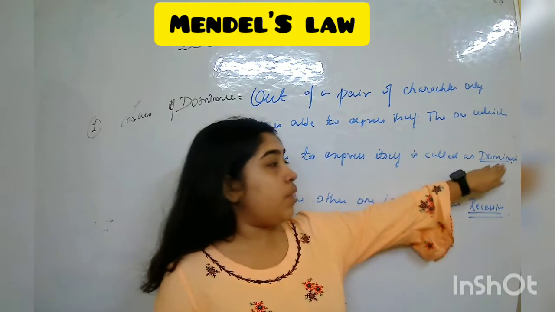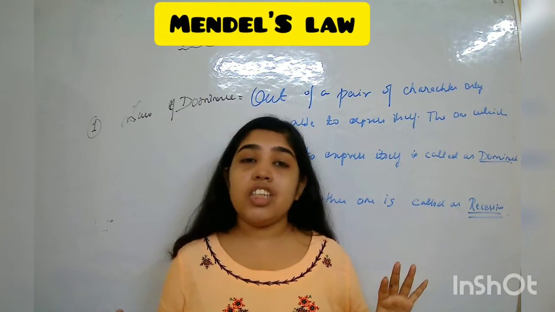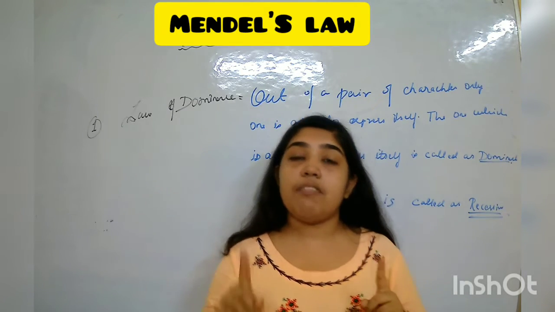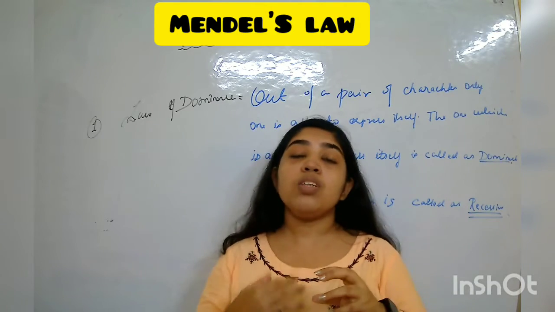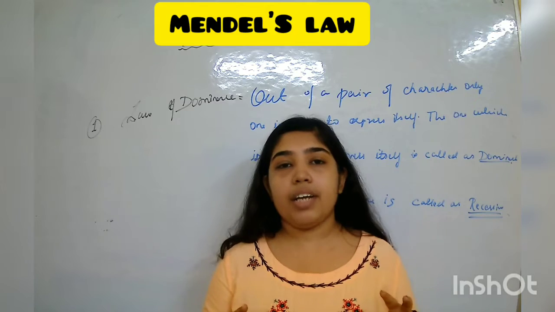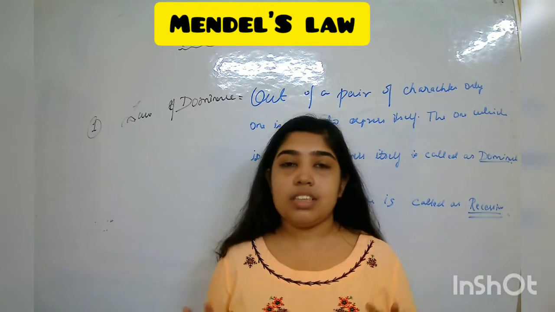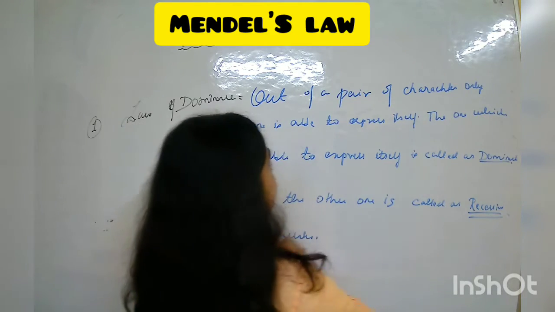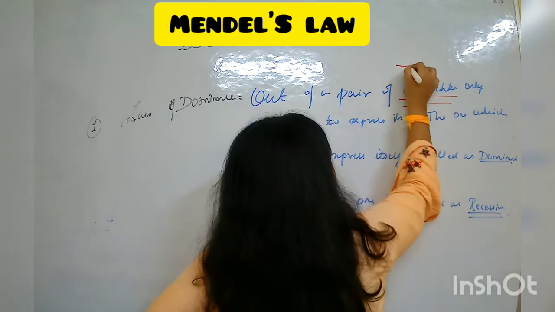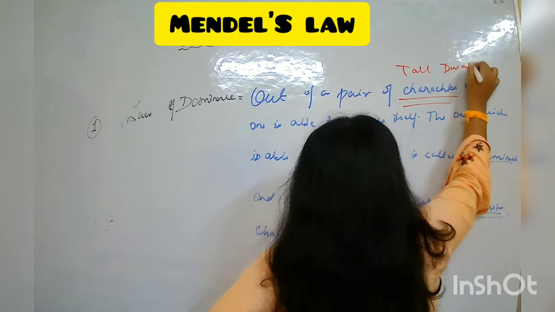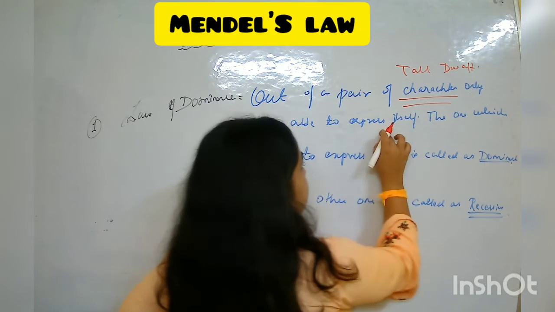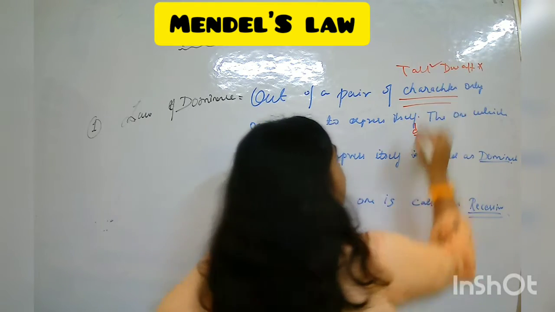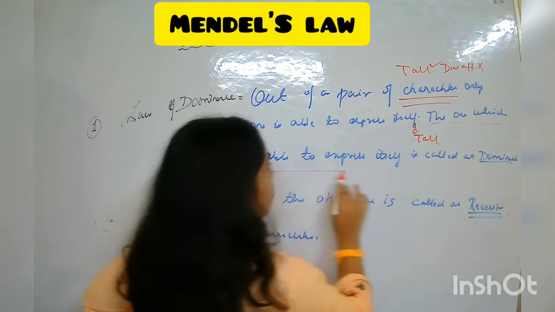The one which is actually going to the next generation is the dominant character, and the one which is unable to go to the next generation is the recessive character. The one which is able to express itself, able to prove itself, able to go to the next generation, is the dominant character, and the other one is the recessive. Let me read once more. Out of a pair of characters, suppose I have taken tall and dwarf, only one is able to express itself. Definitely only tall will express itself. Does dwarf go to the next generation? No, only tall.